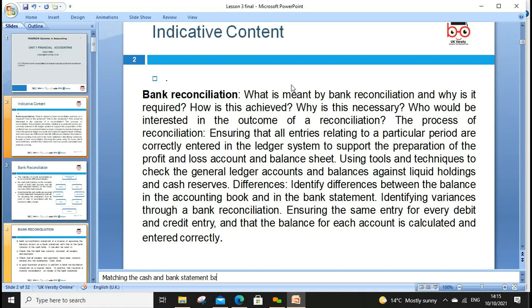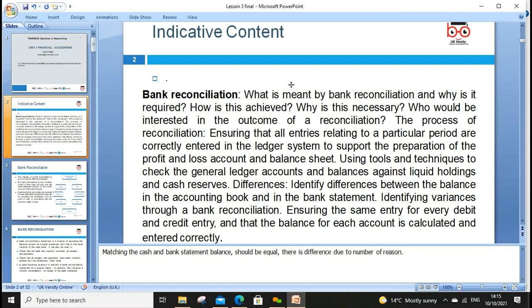Bank reconciliation means matching the cash book and bank statement balance, so it should be equal. If not, there is a difference due to a number of reasons. There can be a time difference, information the bank holds but we didn't hold. We deposited a check, or we gave a check to somebody but that check has not been deposited into the bank. These are all reasons the bank balance and the cash book balance can be different.